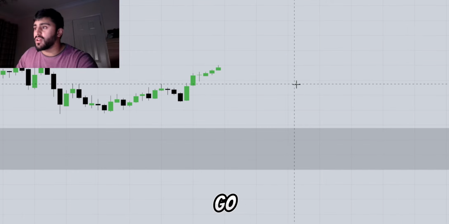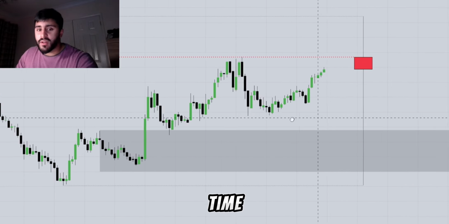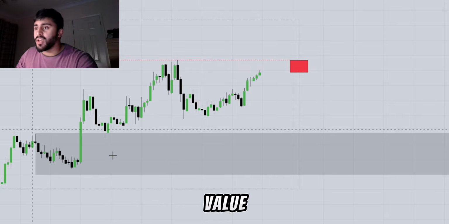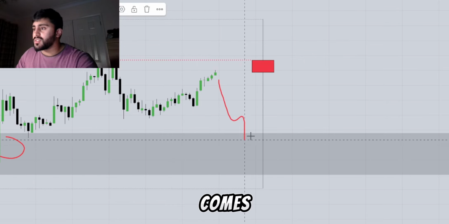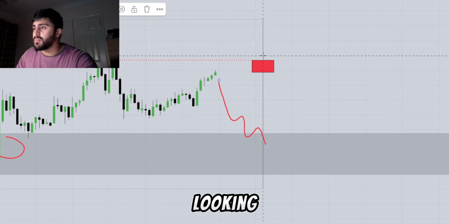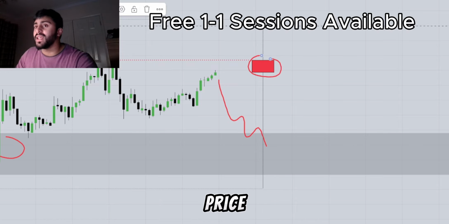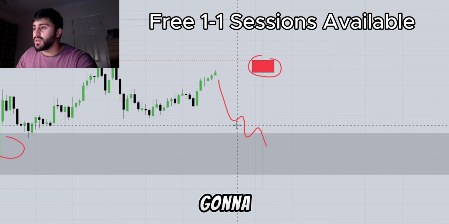Right, so if we just quickly go down to the 1-minute time frame, again, we have a 15-minute fair value gap, and we also have this large 1-minute fair value gap over here. So when price comes into this level, we are simply looking to buy below the daily opening price in line with the order flow. And that's what we're going to be going over in this video.